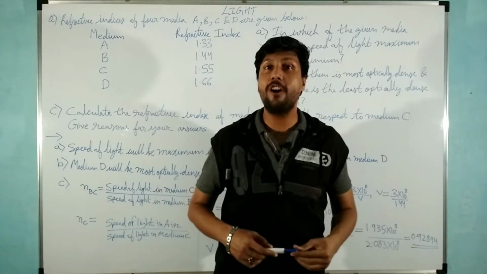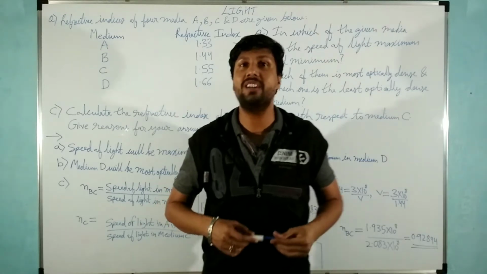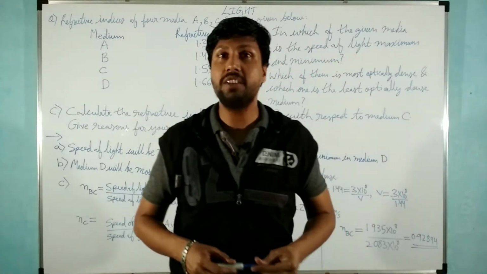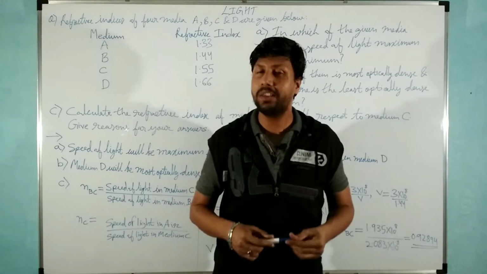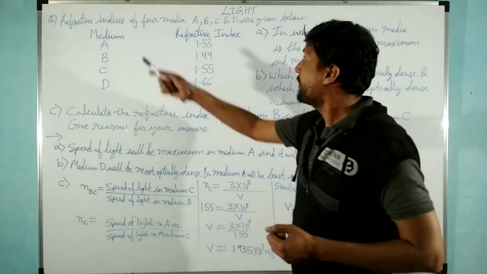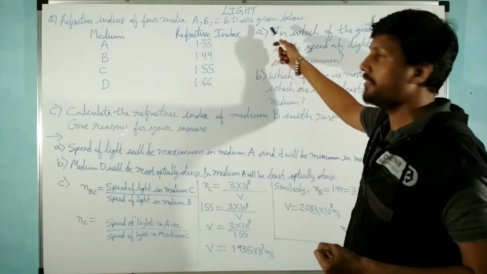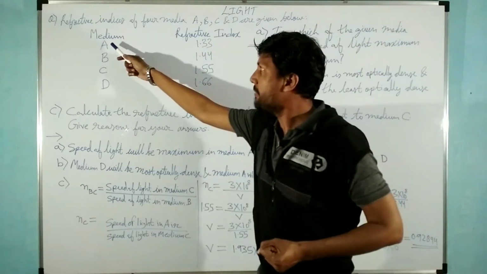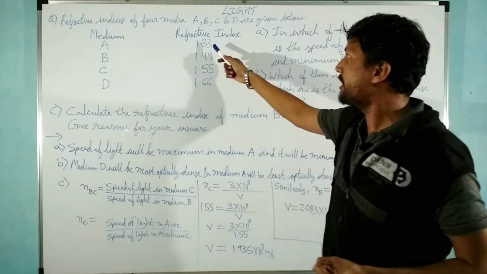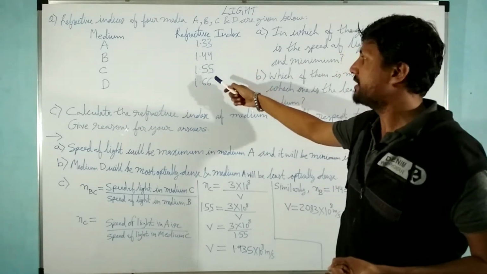Today we are going to solve the next numerical from chapter Light. This question was asked in board exam for 5 marks. Let's see what the question is. Refractive indices of 4 media A, B, C and D are given below. So these are the media A, B, C, D and these are their respective refractive indices.